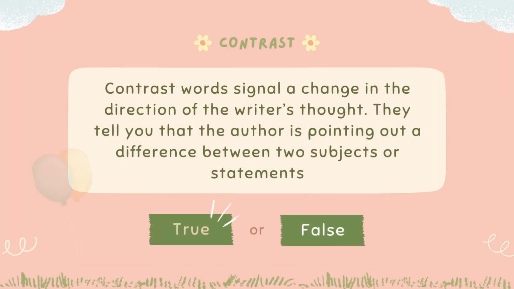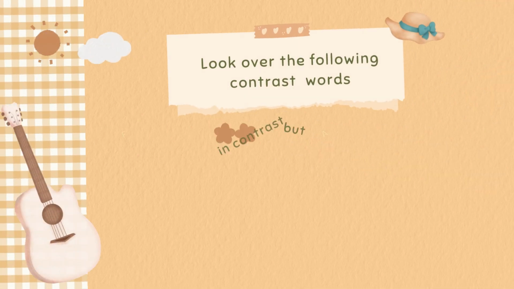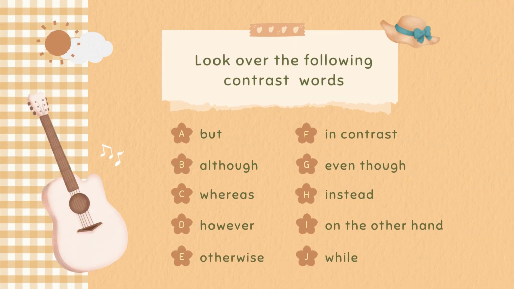The next is contrast word signal. A contrast word signal shows a change in the direction of the writer's thoughts. They tell you that the author is pointing out a difference between two subjects or statements. Now look over the following contrast words: on the other hand, but, although, whereas, however, in contrast, otherwise, even though, instead, on the contrary, while, and so on.